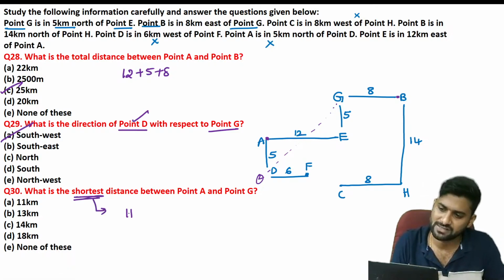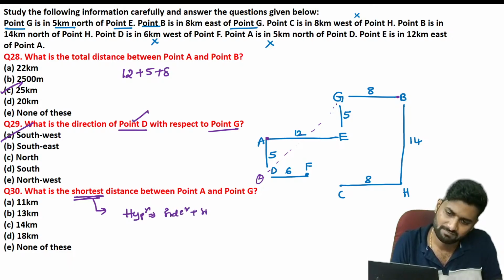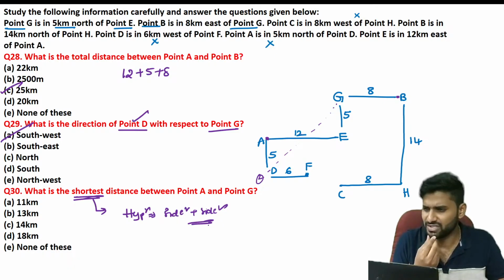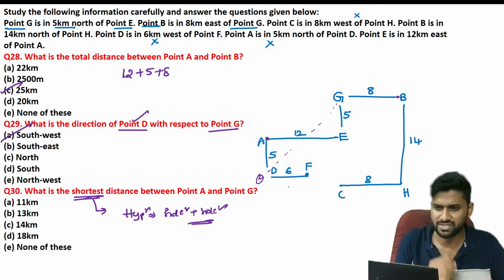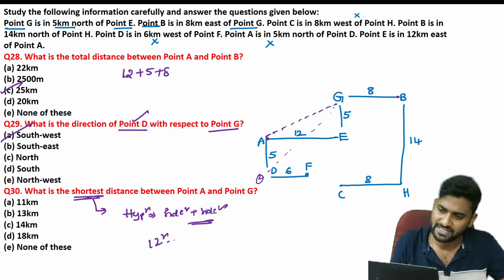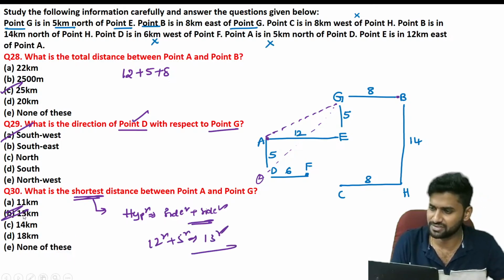Shortest distance, guys. Shortest distance means your hypotenuse square is exactly equal to side square plus side square. We can always find any shortest distance based on this formula. Now go through this question here. We should identify what is the shortest distance between A to G. So side square plus side square is equal to hypotenuse square. So answer 13 kilometers.